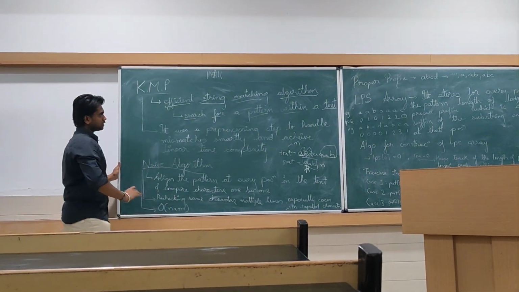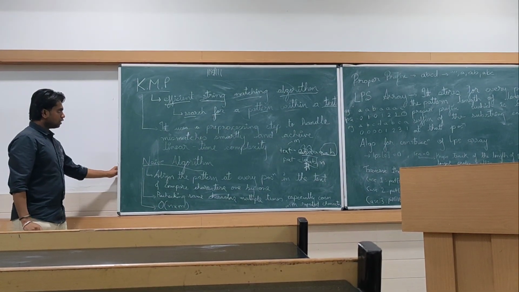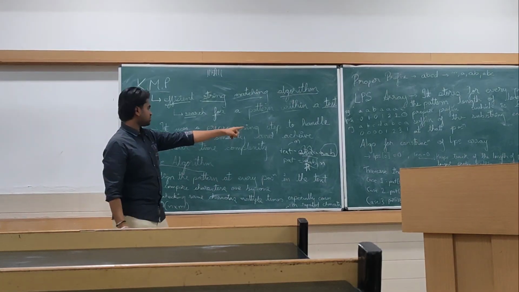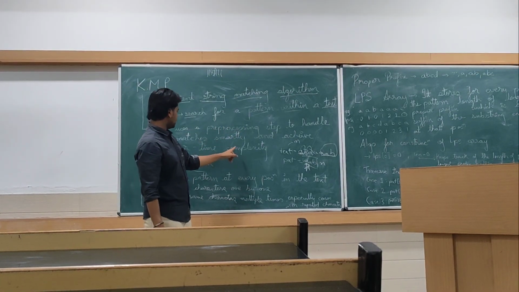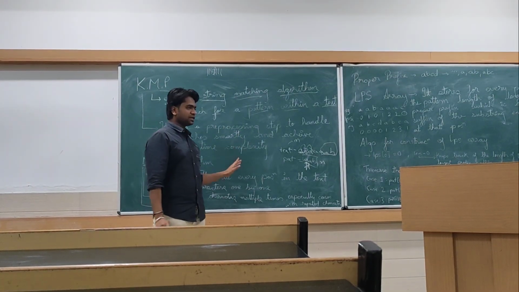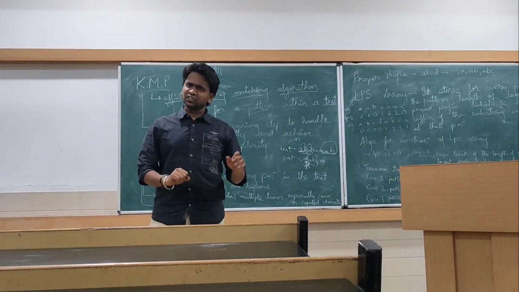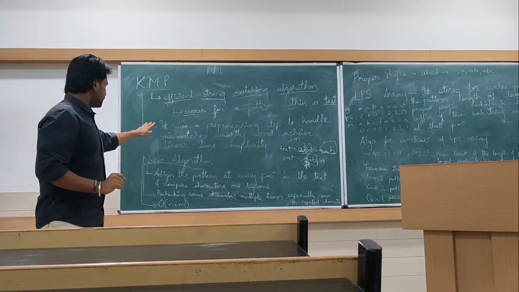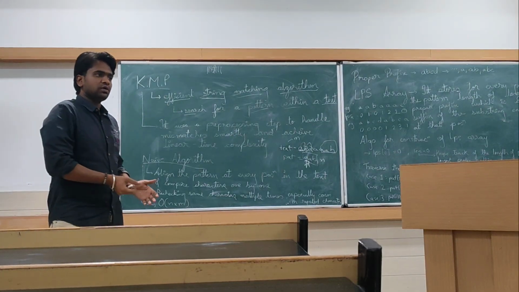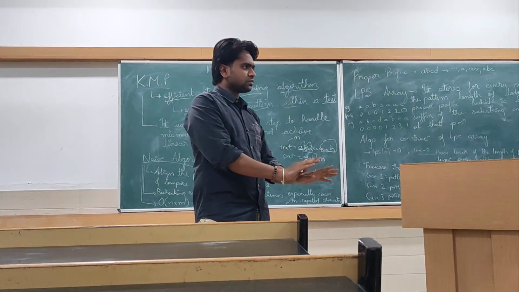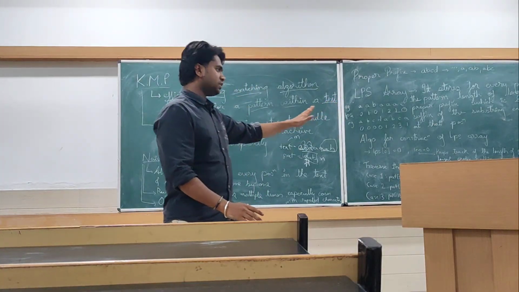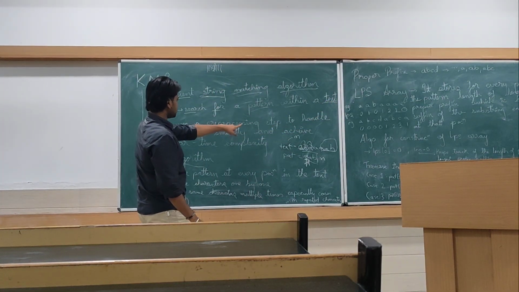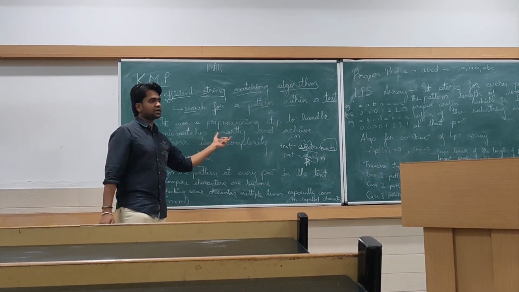Now pay very close attention. Things are going to get very interesting. It uses a pre-processing step to handle mismatches smartly and achieve linear time complexity. Alright, just try to understand this. We'll prove it later. What does it say? It uses a pre-processing step. You do some pre-processing, right? What pre-processing? That we'll see. It uses a pre-processing step to handle mismatches smartly.